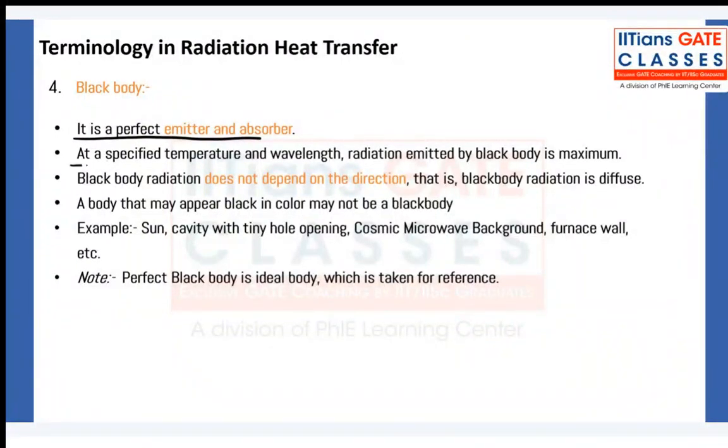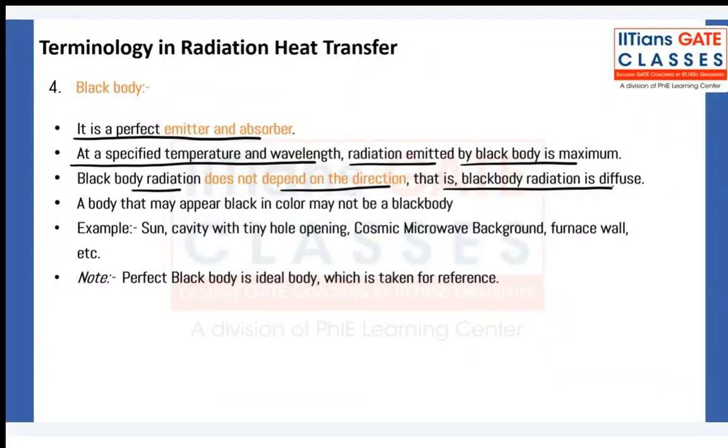At a specified temperature and wavelength, radiation emitted by the black body is maximum. At any temperature or wavelength, it can emit maximum radiation compared to any real body. And its radiation does not depend on the direction. That is called diffuse radiation, and I have already told you by the diagram as well. Now, a black body may appear black in color or may not. Sometimes you may see that the color of the body is black, but it may not be a black body. It is a black body in terms of wavelength. For example, the sun, a cavity with a tiny hole opening, cosmic microwave background, furnace, etc. are examples of a black body.